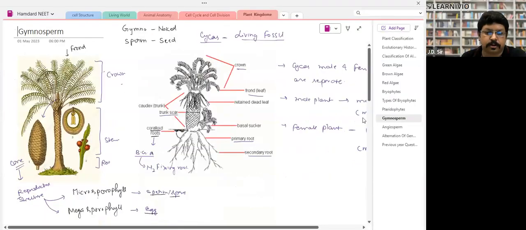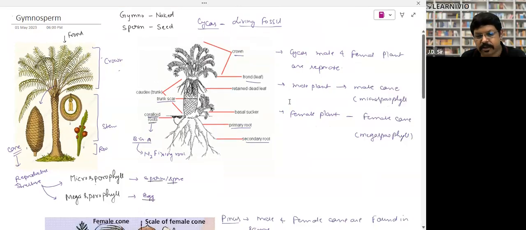Gymnosperm. Cycas is called a living fossil. We have already discussed that, I have told you. Revising again, cycas is called a living fossil. And male and female cones are different. You need to remember coralloid roots.